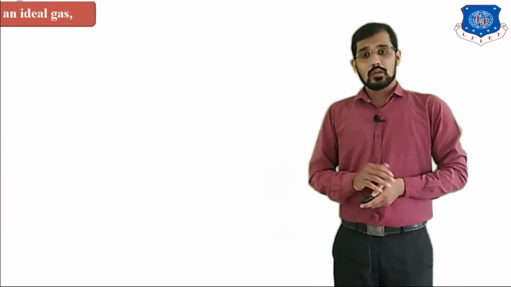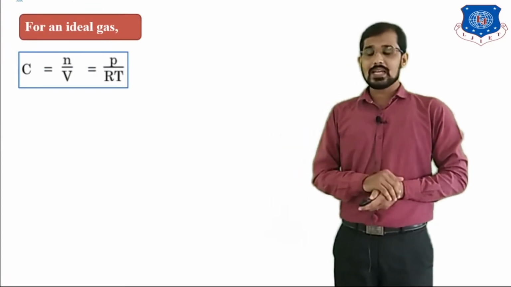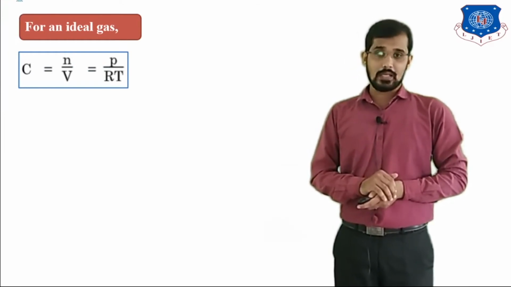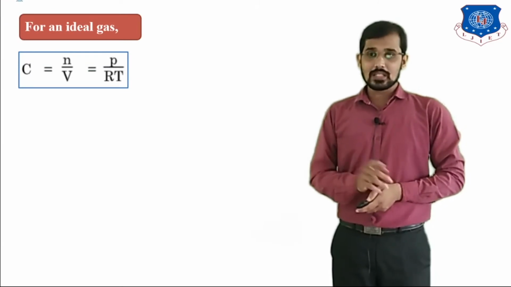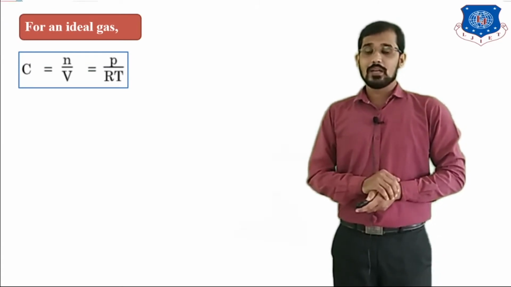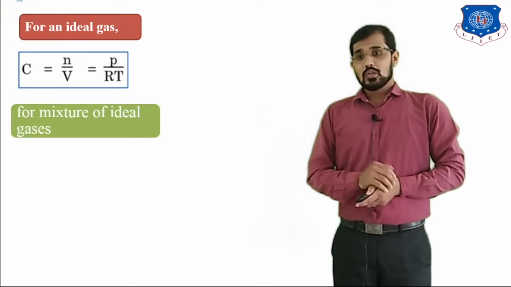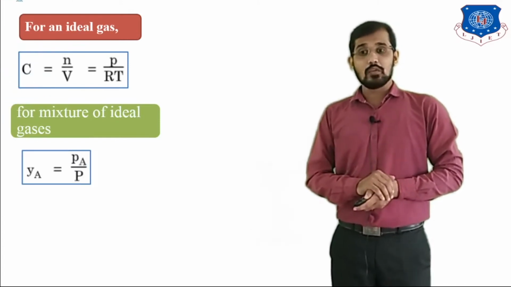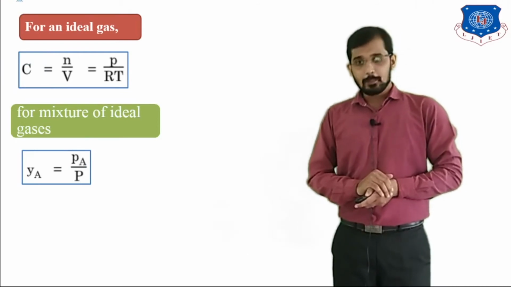Now I am converting the previous equation for an ideal gas. For an ideal gas, concentration is equal to n upon V, which is nothing but P upon RT. We know that PV is equal to nRT, the ideal gas equation. Using this, I am converting the concentration term: C is equal to n by V, which is equal to P by RT. For a mixture of ideal gases, I can write YA is equal to PA upon P, by using Raoult's law.